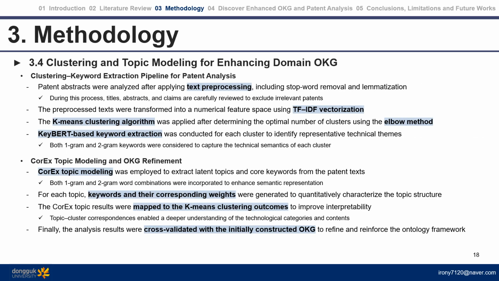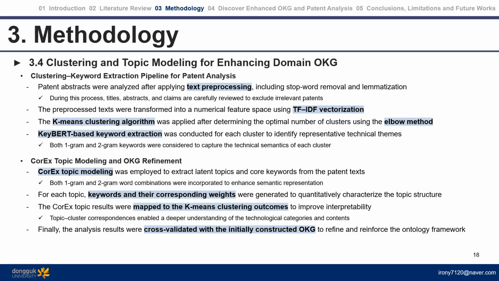Patent abstracts were analyzed after applying text preprocessing. The preprocessed texts were transformed into numerical feature space using TF-IDF vectorization. The k-means clustering algorithm was applied after determining the optimal number of clusters using the elbow method. Keyword-based interpretation was conducted for each cluster.